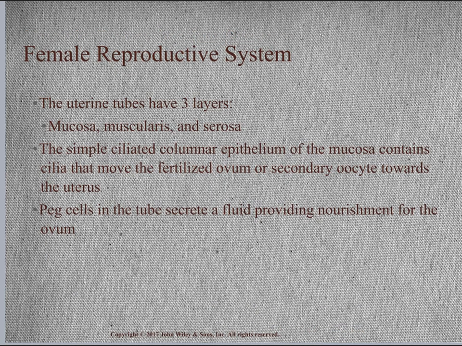So we're going to continue with the uterine tube and look at its histology. The uterine tube has three layers: a mucosa, a muscularis, and a serosa, and that's because it is continuous with the peritoneum. The simple ciliated columnar epithelium of the mucosa contains cilia. Its job is to help move that fertilized ovum or secondary oocyte towards the uterus. So it has this sweeping action. We're also going to see PEG cells. PEG cells in the tube are going to be secreted to provide this nourishing fluid for that ovum.